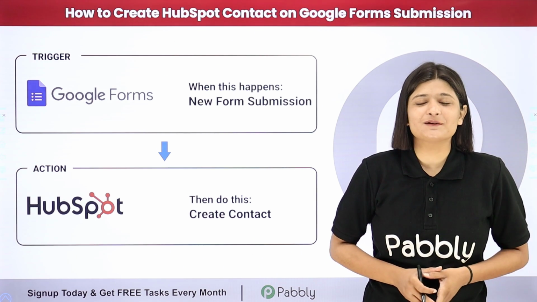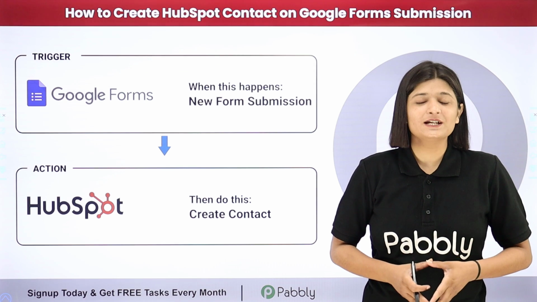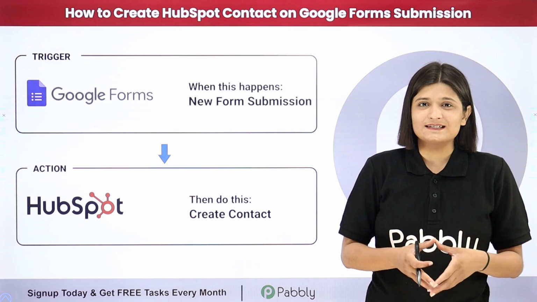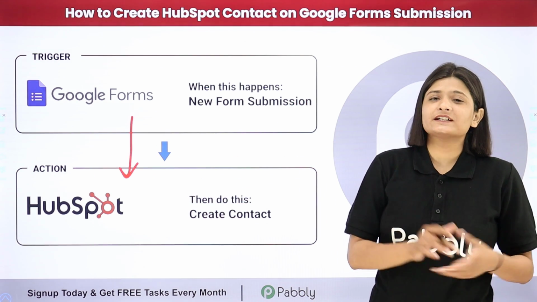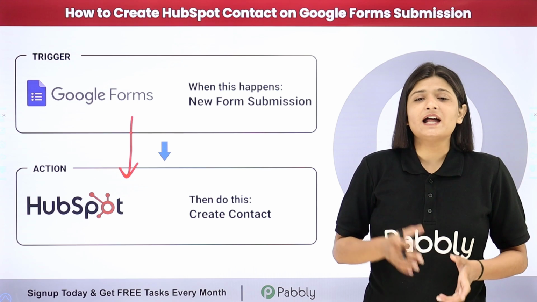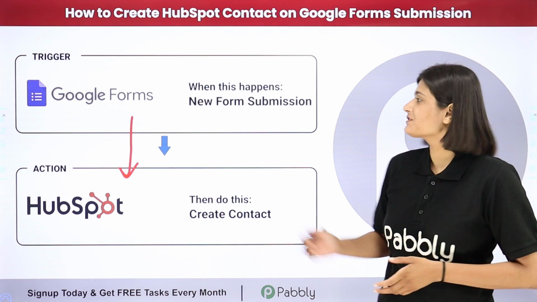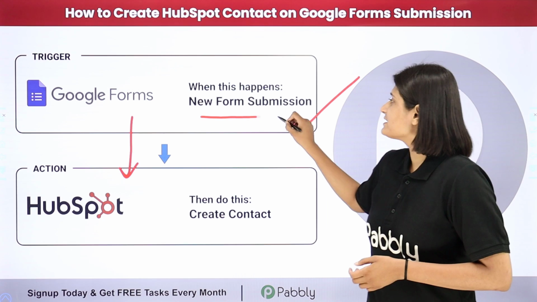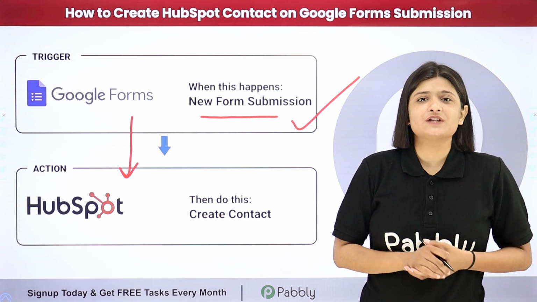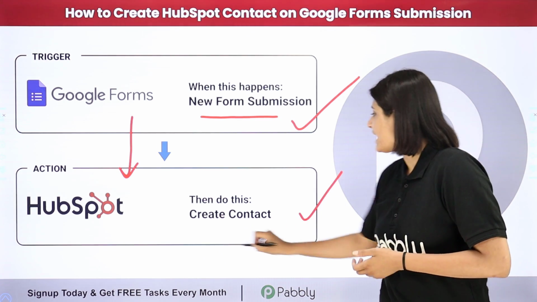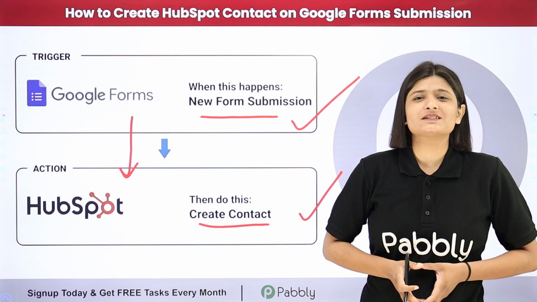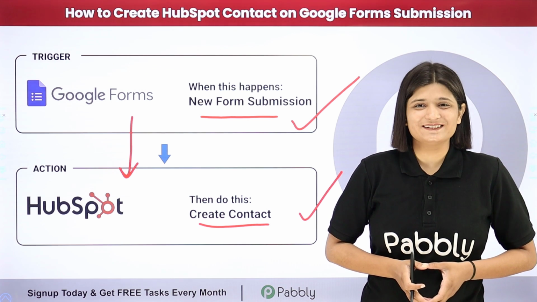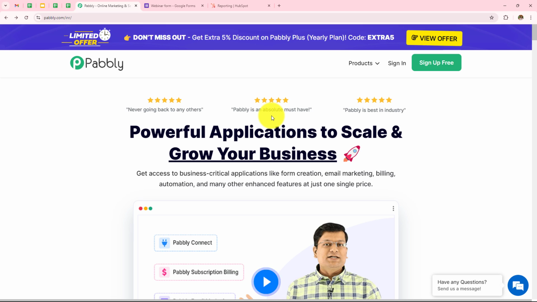So Pabbly Connect is an amazing automation and integration software which requires no coding or programming skills. Here I just need to build a connection between Google Forms and HubSpot. Pabbly Connect runs on two principles, which are trigger and action. Here, as my trigger application, I will take Google Forms, from where I will receive the new form submission, and in my action application, I will take HubSpot, where the contact will be created as soon as the form submission is made. If you want to learn this amazing automation step by step, let me take you all to my screen.